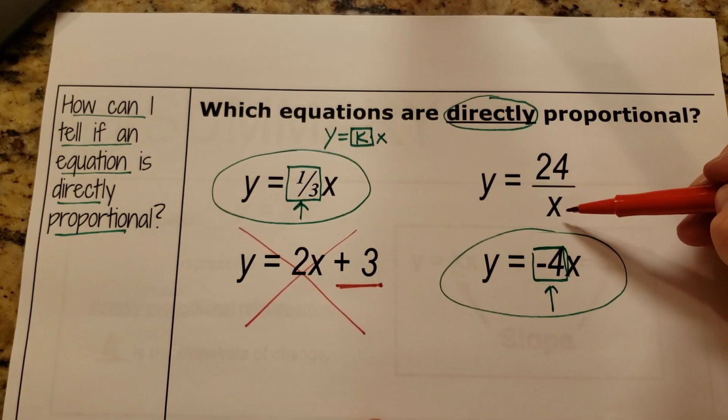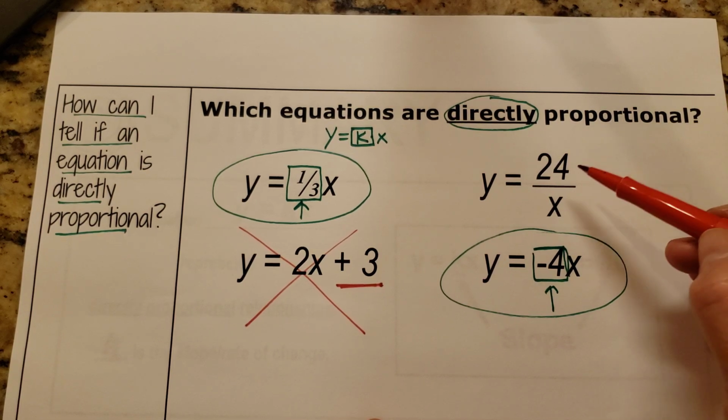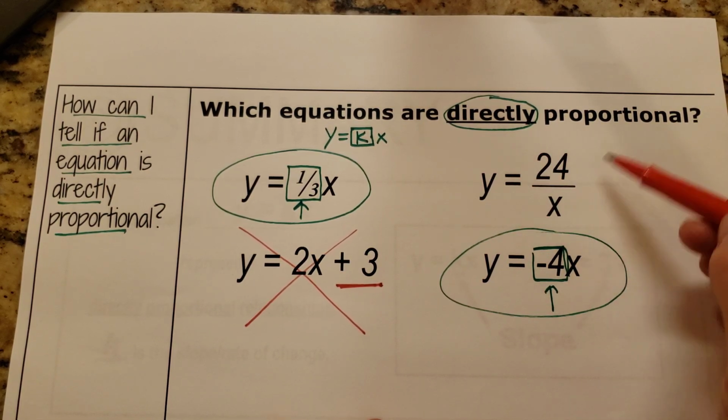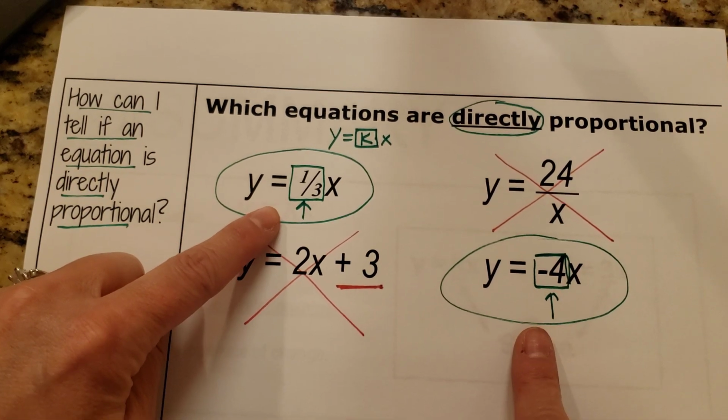What do we notice here? This is division. This is y equals 24 divided by x. This would be an inversely proportional relationship. So nope, can't have that one either. These two would be directly proportional.